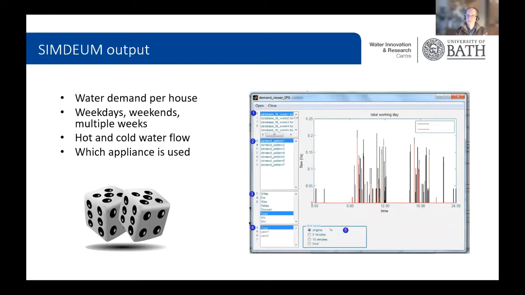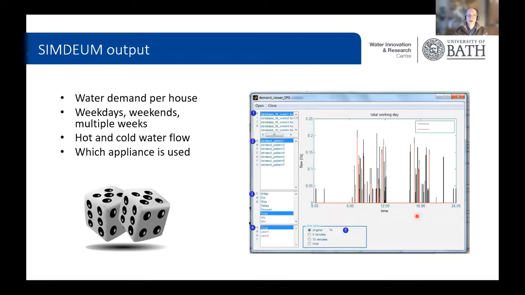We can run these patterns with a random generator using all the statistics data which are in there, using a stochastic process, and we can predict water demands per household for weekdays and for weekend days. So the system can make the distinction between weekdays and weekend days. We can predict hot and cold water flow, and we actually know where the flow is coming from and what appliance or tap is used in each occasion. And then you get a pattern, which you see here.